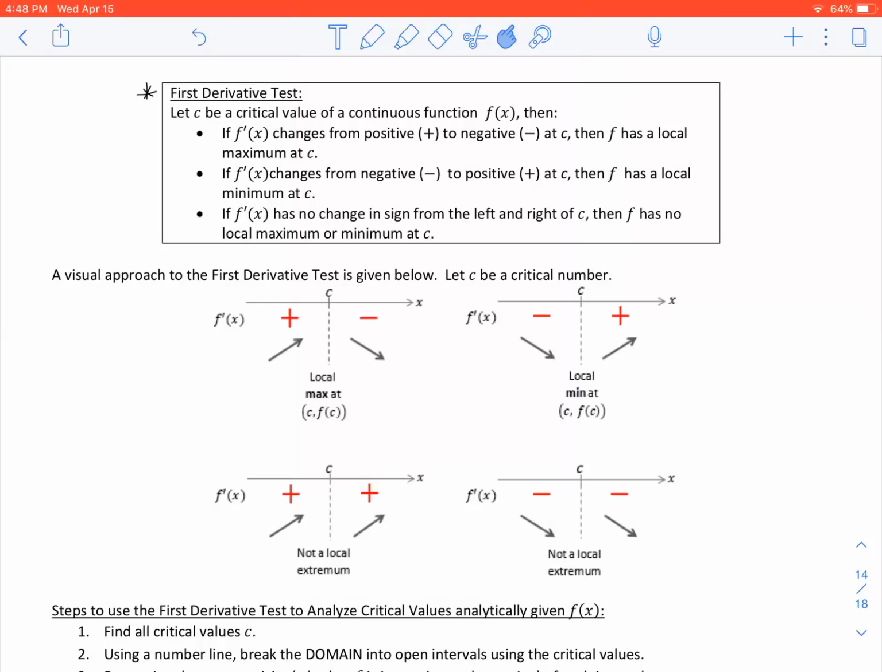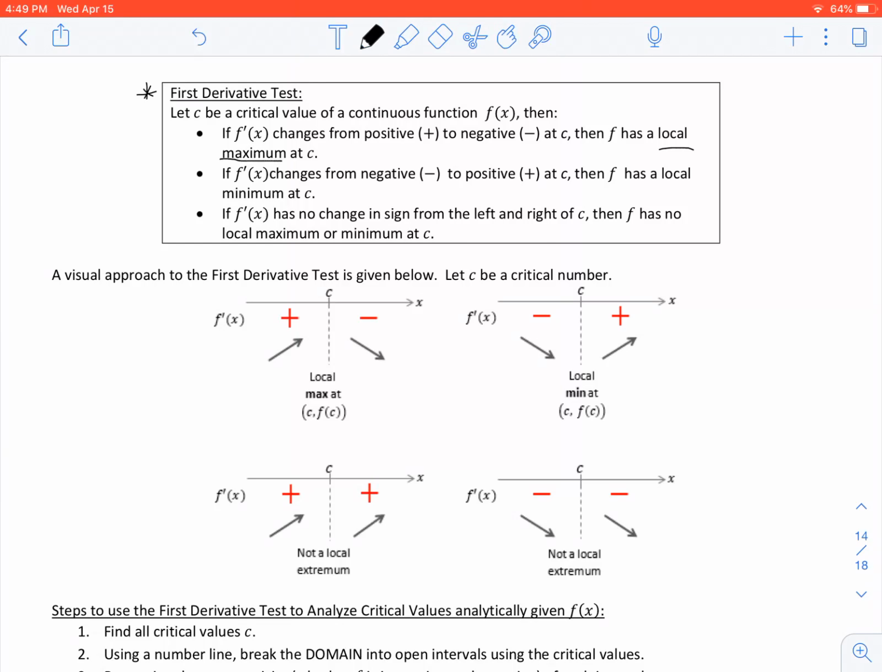We are in section 4.3 on page 14. The first derivative test, give that a star, says let C be a critical value of a continuous function f of x. If f prime of x changes from positive to negative at C, then f has a local maximum.